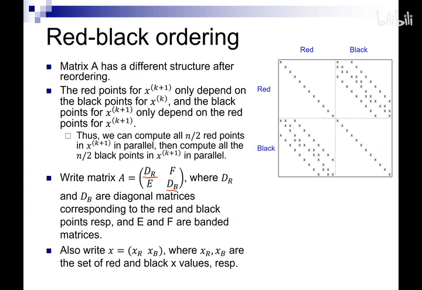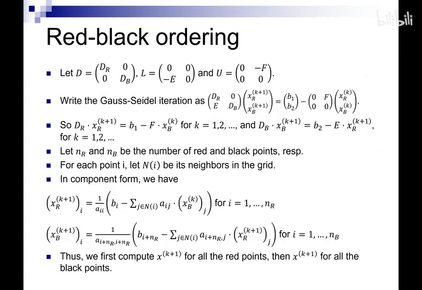Okay, so then, we're also going to write the vector this way. So we're going to label all the red points before the black points. Okay, so now what we're trying to do is now the diagonal. So we have the A matrix this way, right? So the diagonal of the A matrix are just going to be these red and black diagonals.